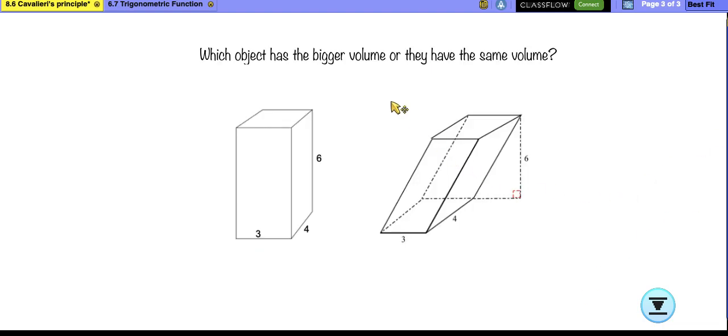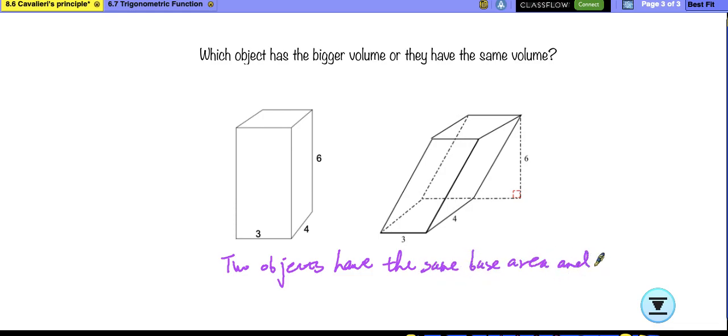Let's check the following. We have two objects, and the question asks which object has a bigger volume, or do you think they have the same volume? Based on what we just learned about Cavalieri's principle, we know the base area is 3 times 4, and the height is the same, 6. That means the volume is actually the same. So we can say the two objects have the same base area and the same height.